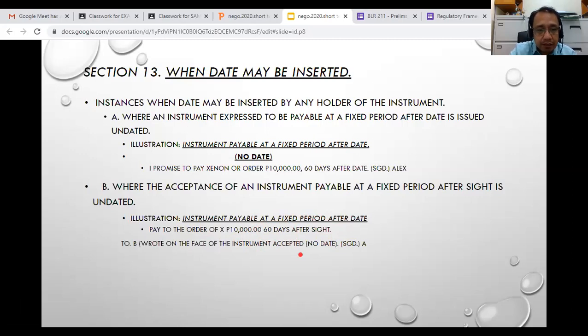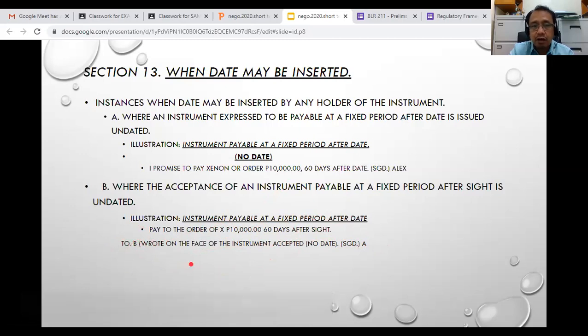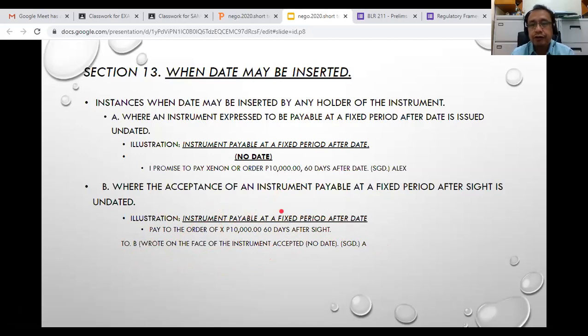Now, what happened? Sabi niya dito, A, the drawer, issued that instrument to X, the payee. Payee thereafter presented it to B, the drawee, for his acceptance. Ano ang ginawa ni B, ni drawee? He accepted the instrument. So, sulat siya dyan, accepted. For one reason or another, he forgot to place the date of the acceptance. So, halimbawa, ganito yung situation natin. A issued that to X on September 1. September 2, pumunta si X kay B, presented that instrument for acceptance.